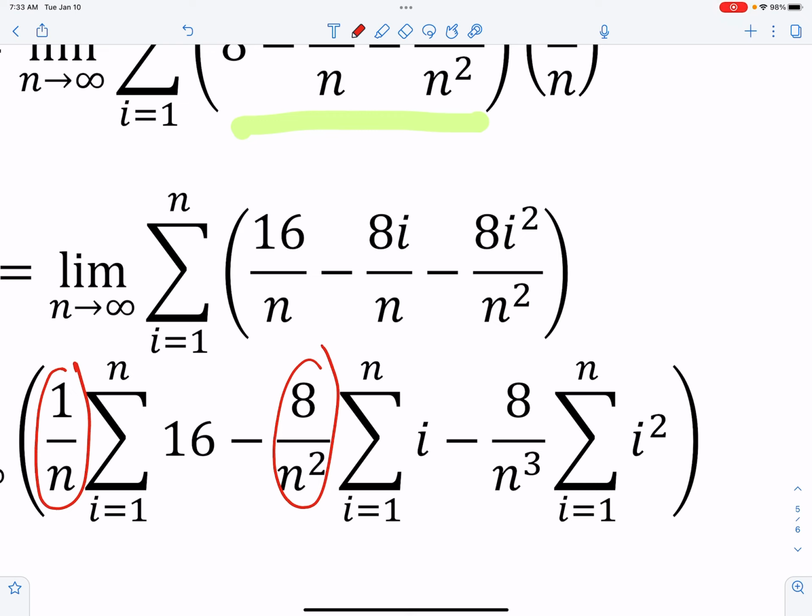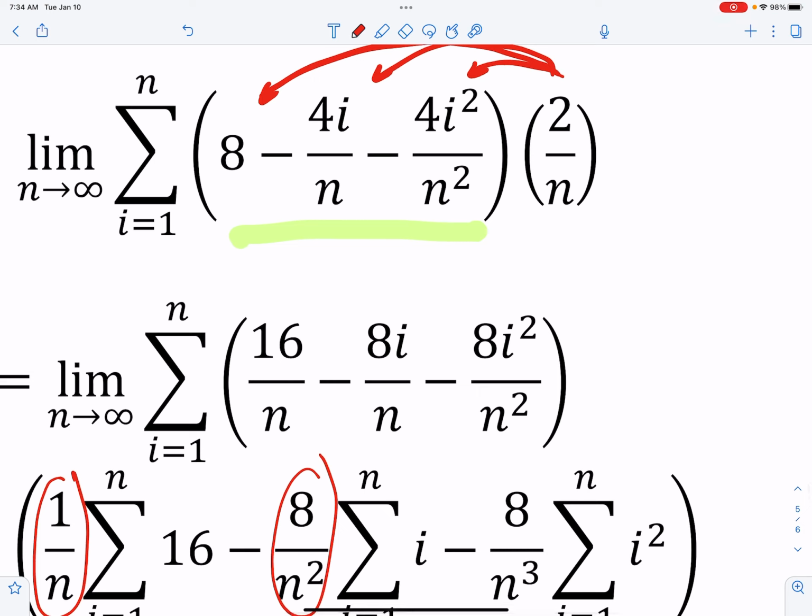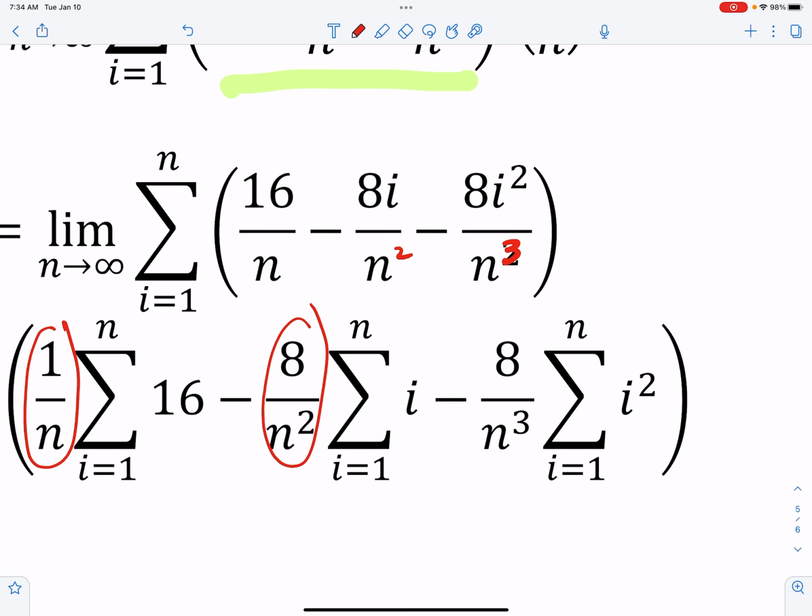What happened? 1 over n. Do I have a typo? I think I have a typo here. Sorry, you guys. Just double check this. That should have been n squared. Sorry, you guys. And then this should have been n cubed. Silly me, whenever I distribute that in. I will try and fix that. But the next line is correct, right? We should have then pulled out 8 over n squared and 8 over n cubed. Okay, so we're okay.